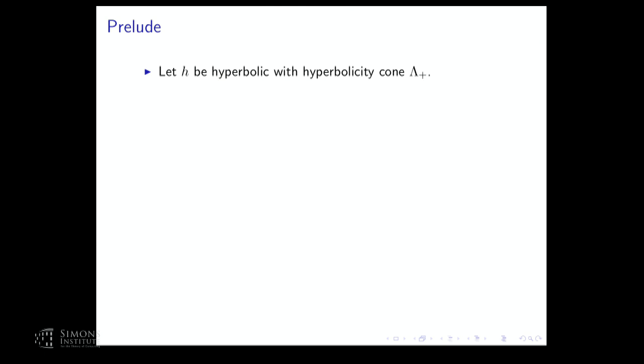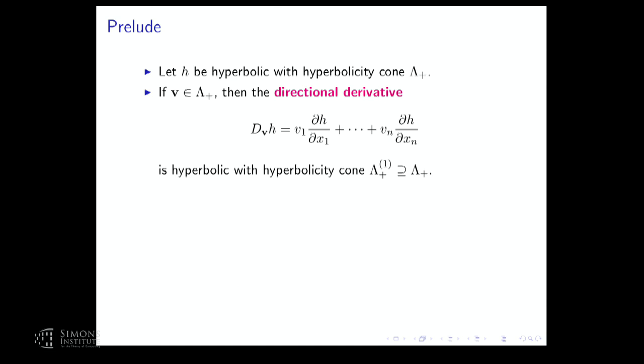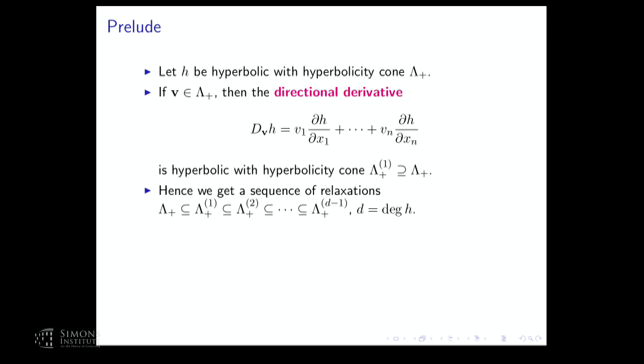So this workshop is about hyperbolic polynomials and hyperbolicity cones and hyperbolic programming. So let's start with motivation concerning that topic. If we have a hyperbolic polynomial and its hyperbolicity cone, which we've been talking about several times this week, then we may take the directional derivative in the direction of any vector in the hyperbolicity cone. And then you get a new polynomial, which is hyperbolic again. And the hyperbolicity cone relaxes the original hyperbolicity cone. So we get a larger hyperbolicity cone. So we get a sequence of relaxations.